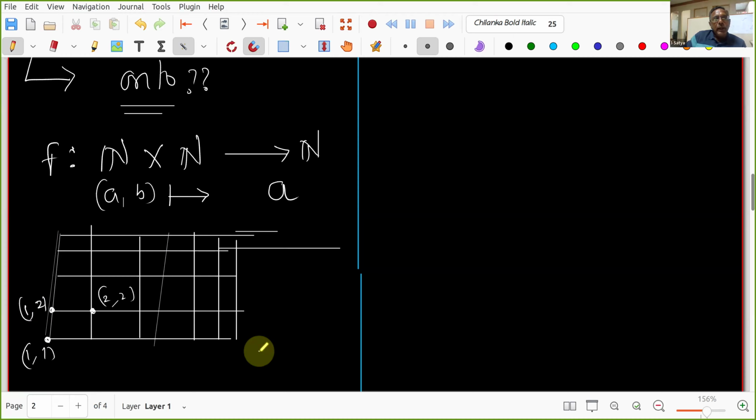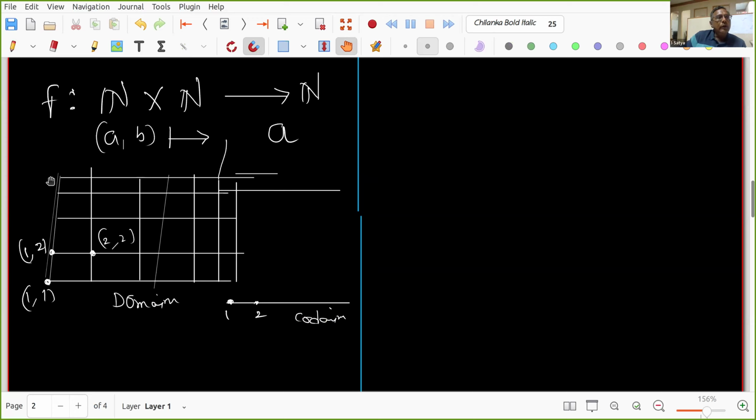And these are mapped again to natural numbers. Here 1, here 2. This is the domain, and this is the codomain. You need to visualize also, then only you will understand better. Where is (1, 1) mapped to? You ask that. My question is, is it onto? Does anyone want to comment?